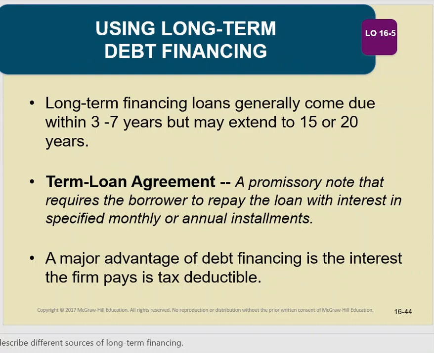So one way to get long-term financing is through a loan. They can usually come anytime over a year, so it can go up to 20 years. A promissory note for a longer term basis is a term loan agreement. So remember, short term was a promissory note, longer term is a term loan agreement. It's in writing. A great reason why companies like to borrow long term is that they can write off the interest as tax deductible on their business tax return.